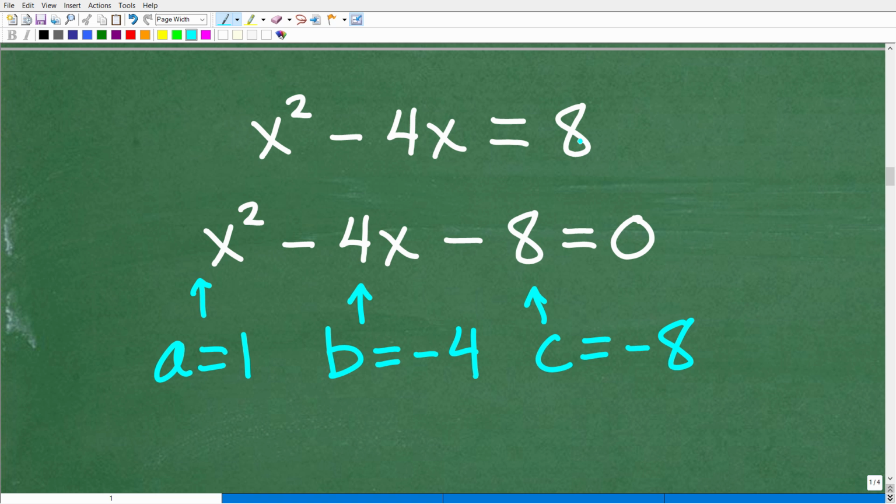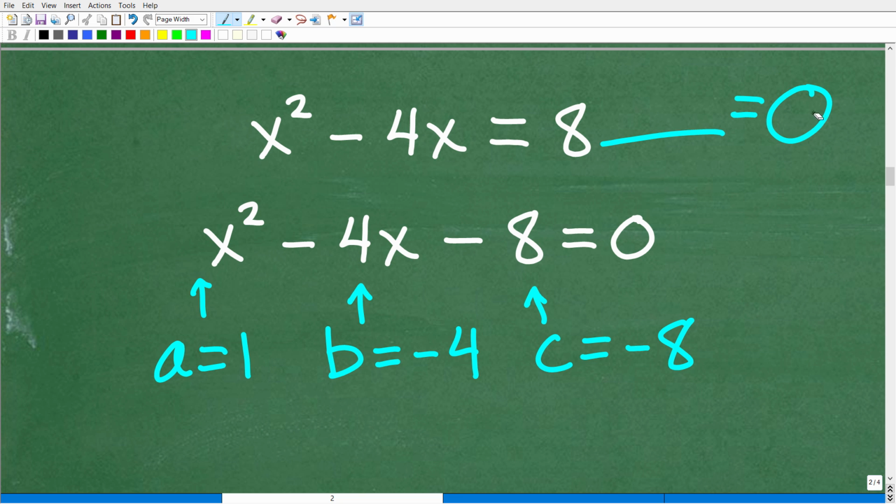That's incorrect. What it means to put an equation in standard form is to get all the terms on the left-hand side of the equation and set that equal to 0. Okay, so in this case, we need to move this 8 over and make sure that everything is written from highest to lowest power. Okay, so we have x squared minus 4x minus 8, and the numbers, the coefficients here, are going to be our a, b, and c values.